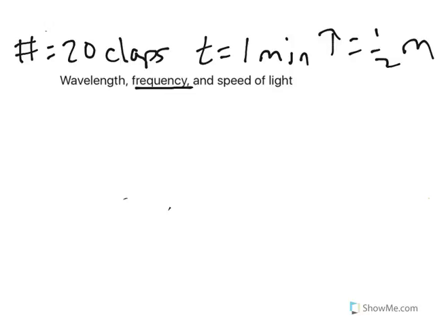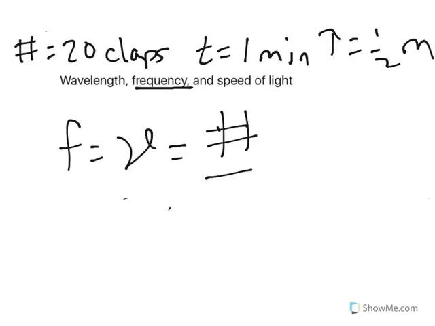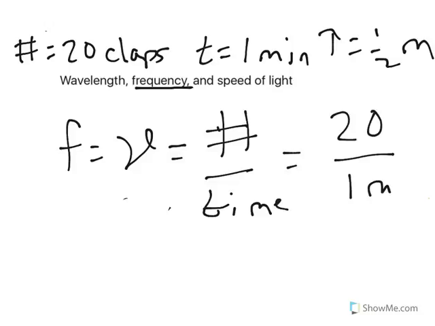And so now we want to find out what is the frequency. Frequency is given the letter f. Sometimes it's given the Greek symbol nu. And it is the number that hit you over the time. So we clapped 20 times in a time of 1 minute. Therefore, the frequency is 20 claps or number per minute.